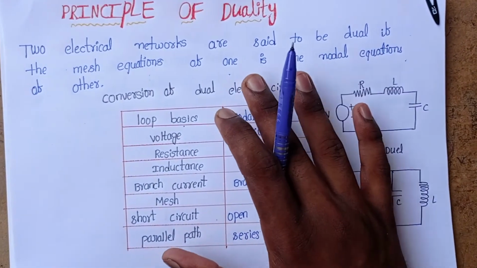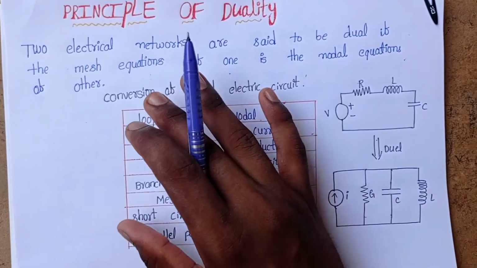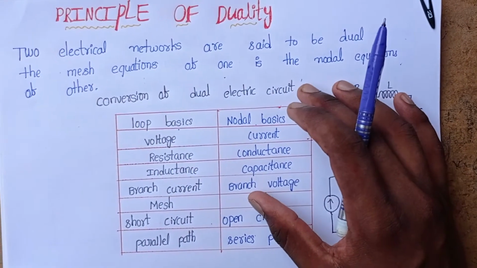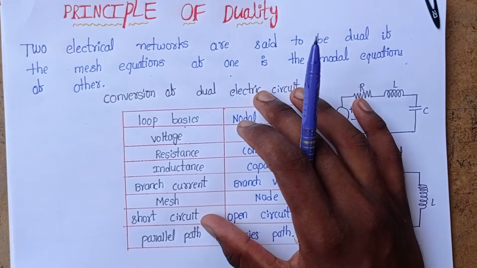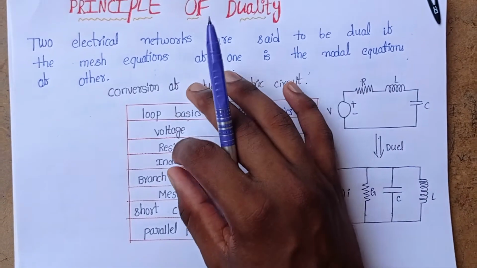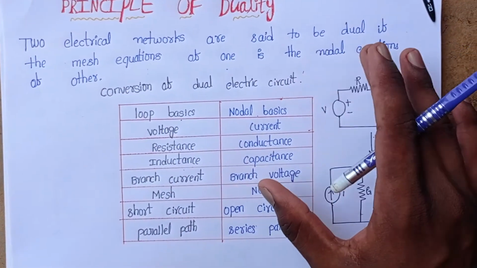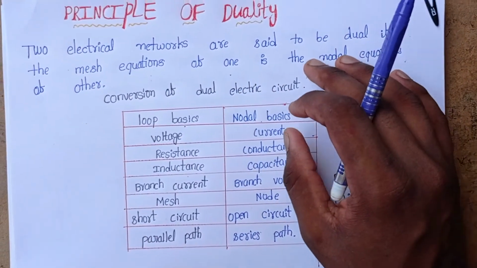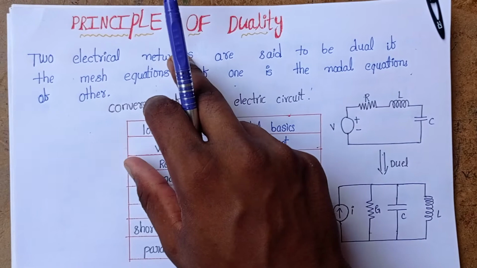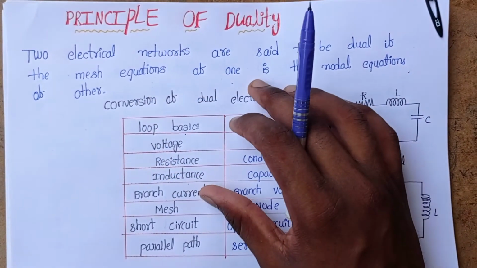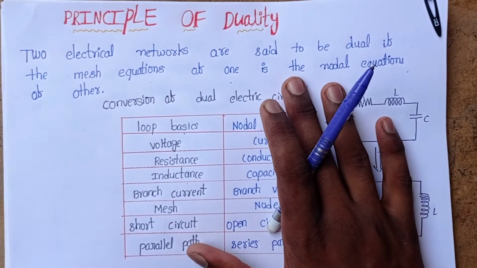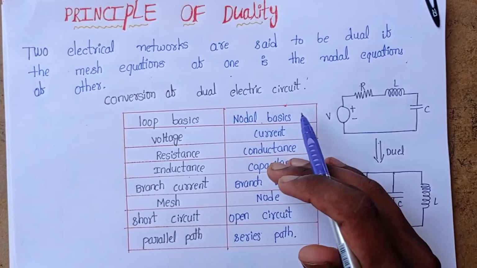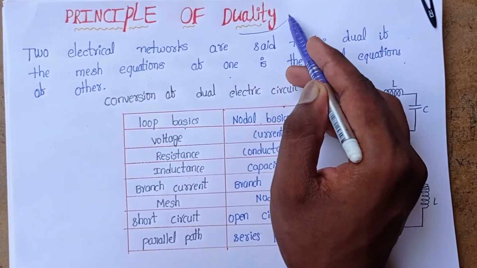Let's see how to convert one circuit into another circuit in terms of the duality principle. The two circuits give the same result. The mesh equations are equal to the nodal equations, as already given in the statement. Then how can we convert one circuit into another circuit by using the duality principle?